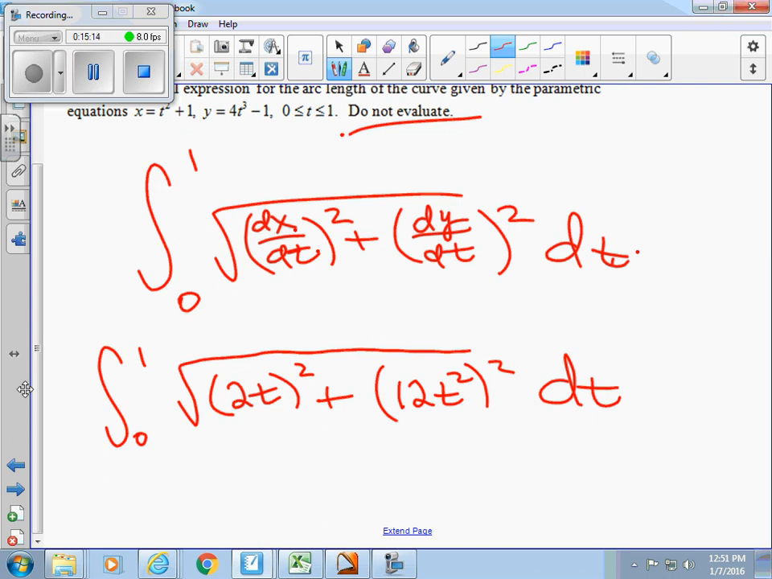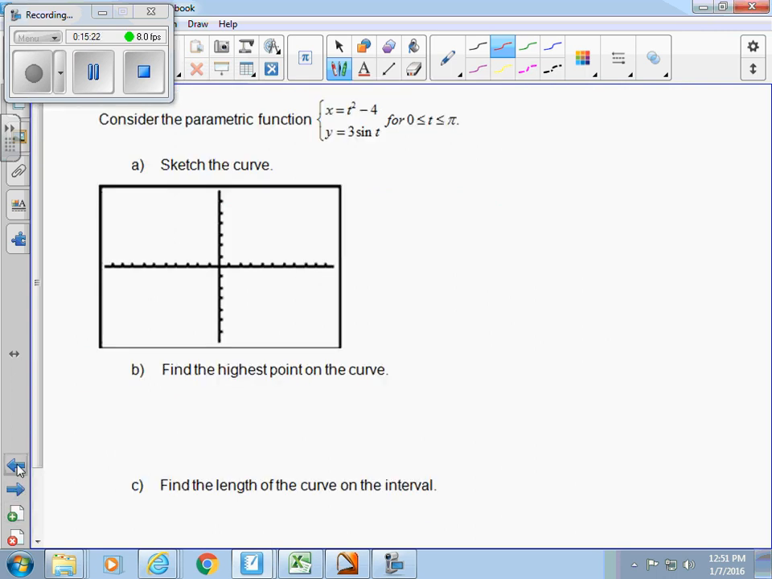Any questions? So that is a formula you are expected to have memorized on the AP exam. On that one it said don't evaluate, but sometimes it will say evaluate, so I don't know if I'd call it a waste of time, but on that one you didn't need to do it. Okay, let's look at this one.